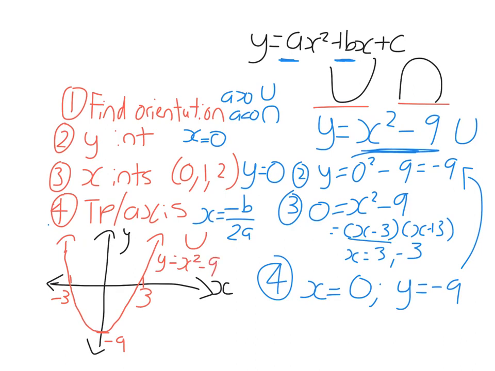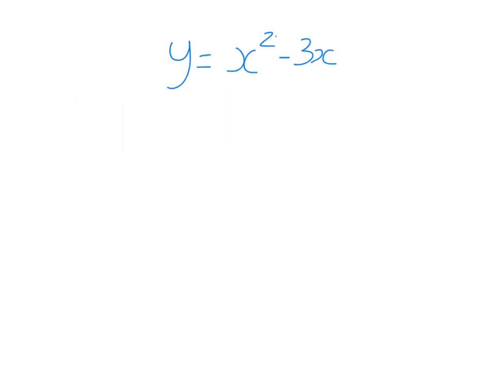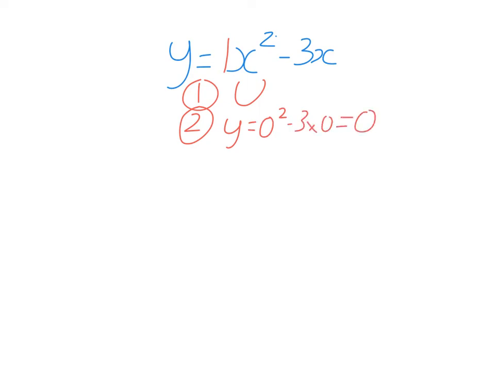Okay, I'll do one more example where we use highest common factor rather than difference of two squares. Okay, so I'm going to find the four things that I mentioned on the last slide. So firstly, the number in front of x squared is 1, positive, so it's going to be a smiley face. Second, y-intercept, I let x equal 0. So y would be 0 squared minus 3 times 0, just 0. Y-intercept is at 0.